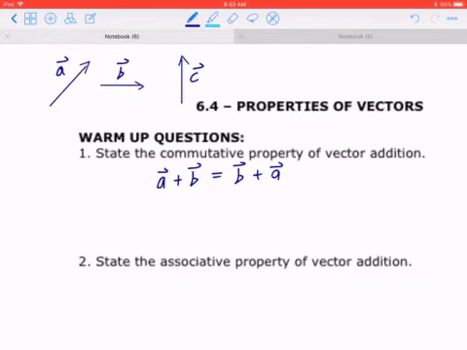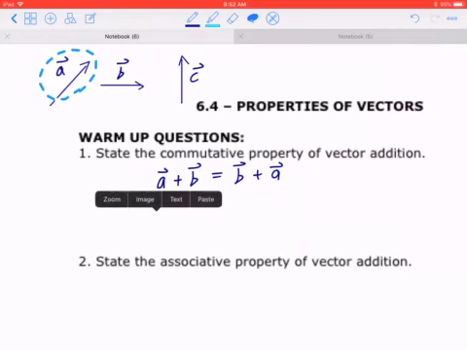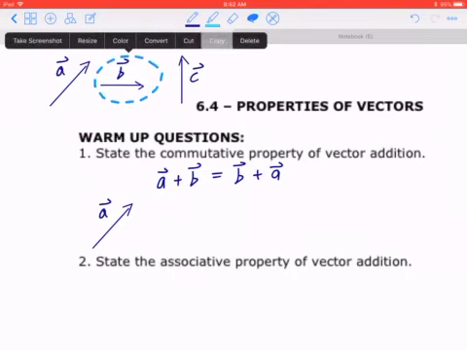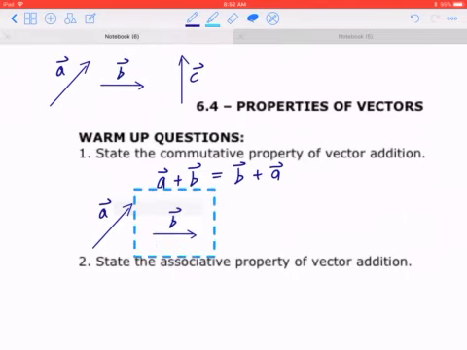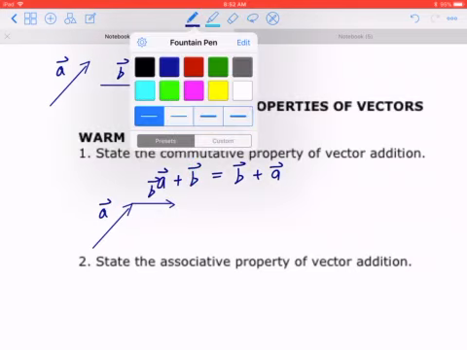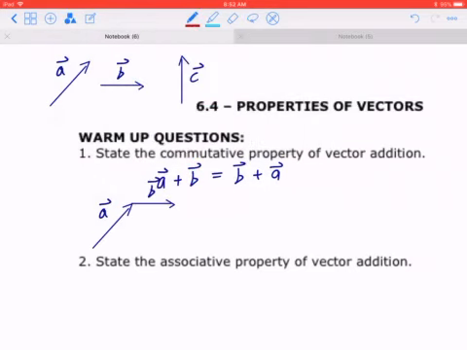So if you think about the left-hand side, you're starting with vector A, and I'm going to demonstrate the triangle law. So I'm starting with A. I'm adding it with B. Again, because I'm using the triangle law, you're connecting it from head to tail, which means the resultant vector is going to go from here to here. So that becomes A plus B.